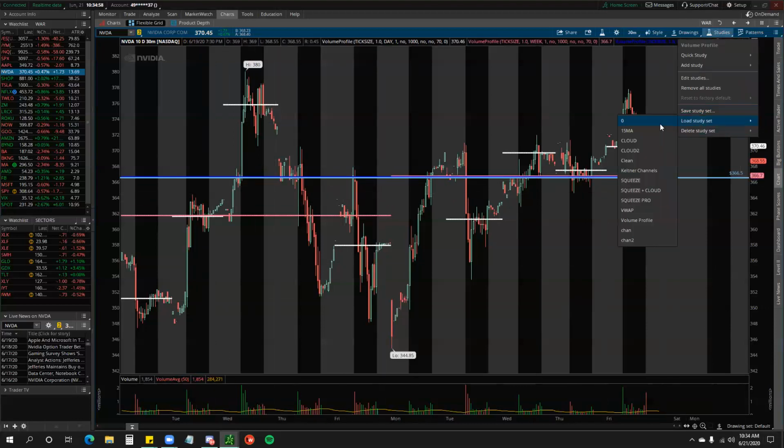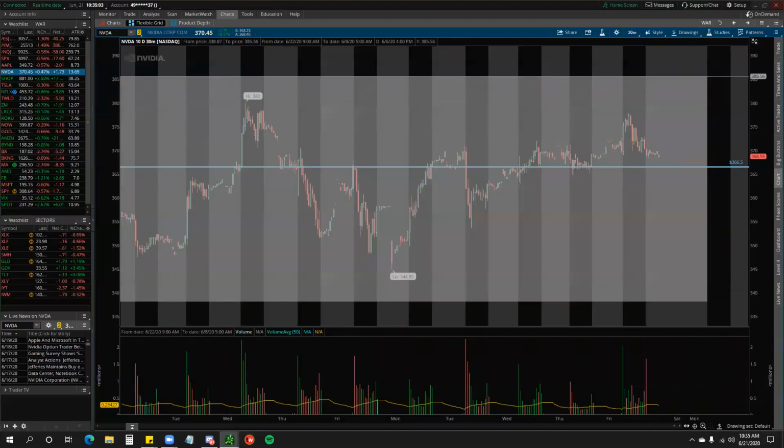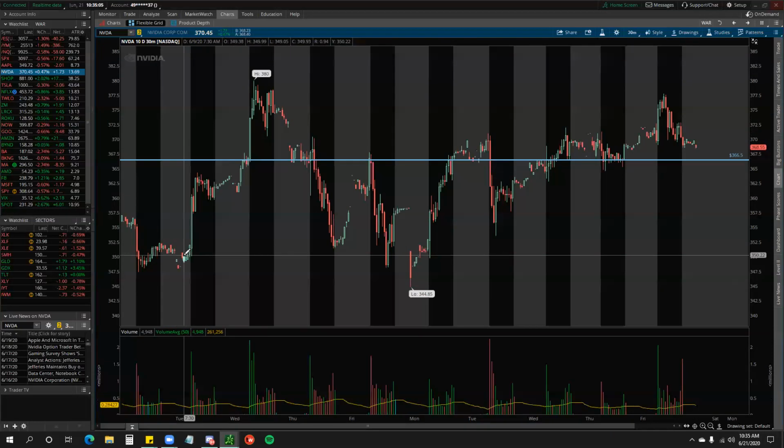Just going to clean this up here, and we'll look at a few trades, a few examples of how we can use it. All right, so starting the week, we're under point of control. We can expect to start to work our way back. We work our way back, we work our way back, we made it.